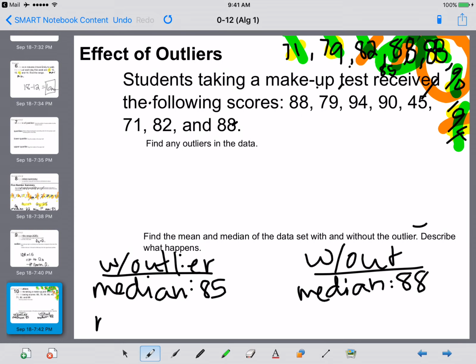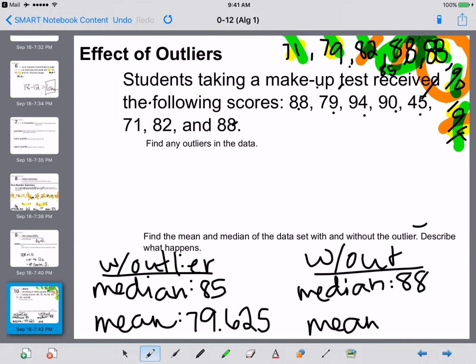Let's see what happens to our mean. So our mean, we're going to add them all up. So we've got 88 plus 79 plus 94 plus 90 plus 45 plus 71 plus 82 plus 88. And that equals 637. And then we're going to divide by how many there are. So there are 1, 2, 3, 4, 5, 6, 7, 8 numbers. So dividing by 8, our mean is 79.625.